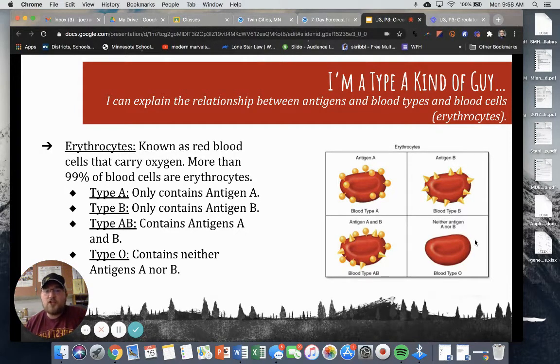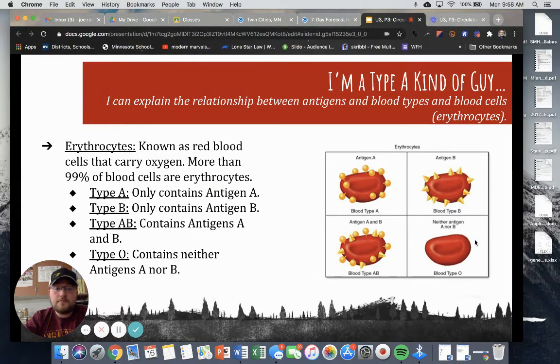So erythrocytes are known as the red blood cells that carry oxygen within our blood. More than 99% of our blood cells are erythrocytes. So here's what we want to remember. Type A only contains antigen A. Type B only contains antigen B. Type AB contains both antigen A and antigen B. And type O does not contain either antigen A or antigen B. And if you've given blood before, you probably know what your blood type is. Okay, so if you are type A, like me, I only have antigen A in my blood.